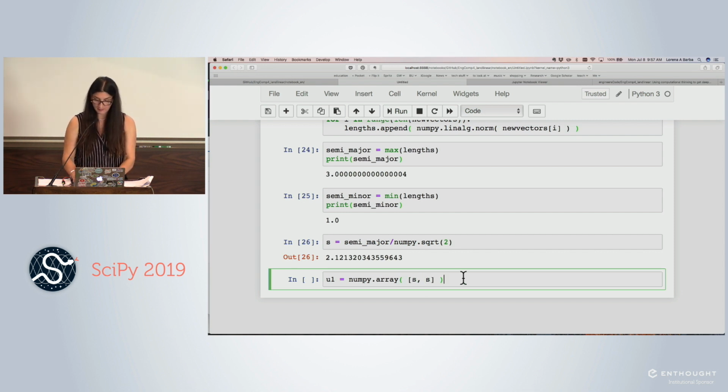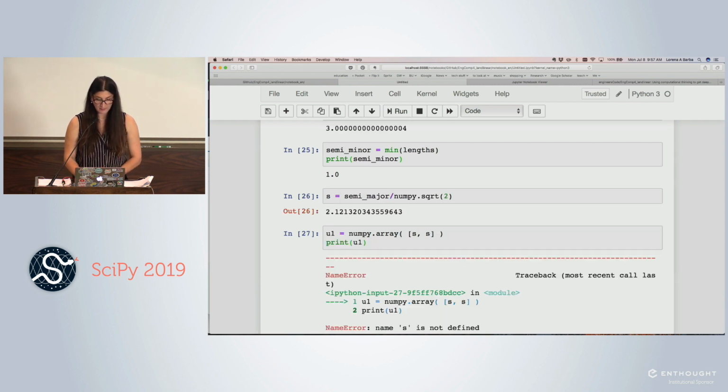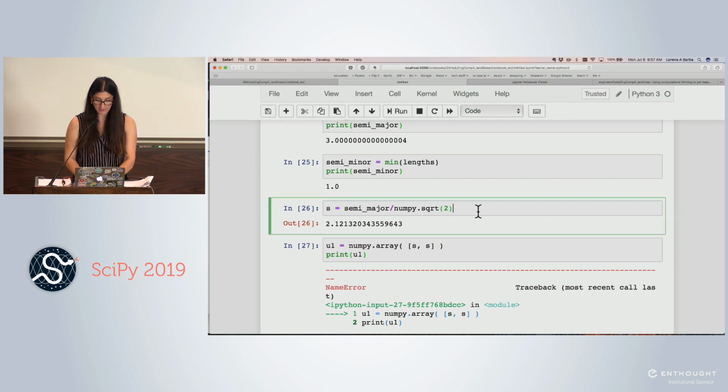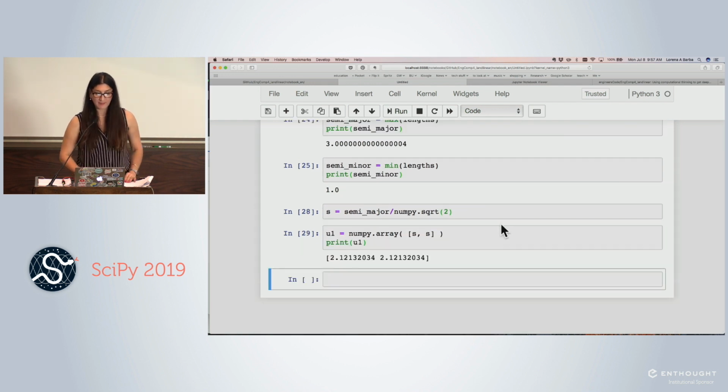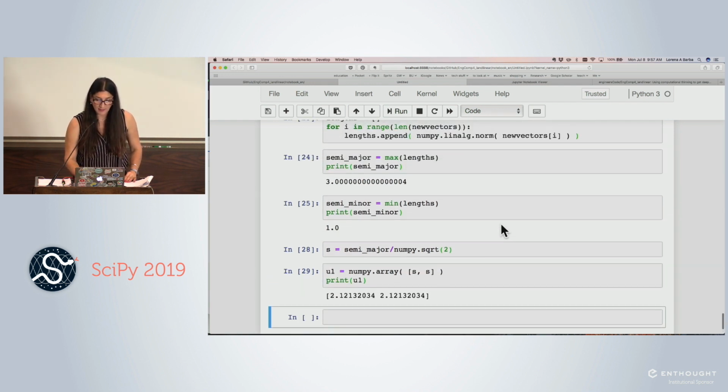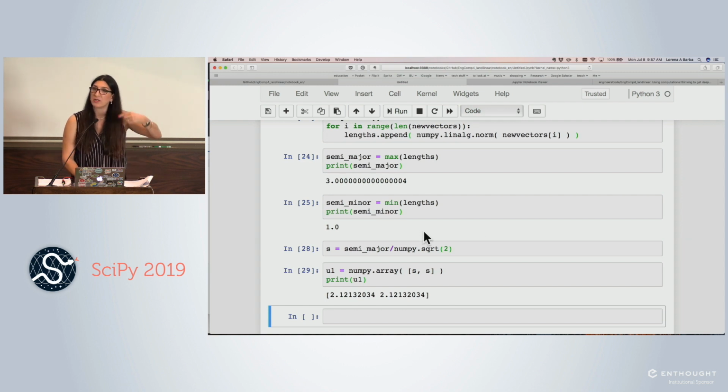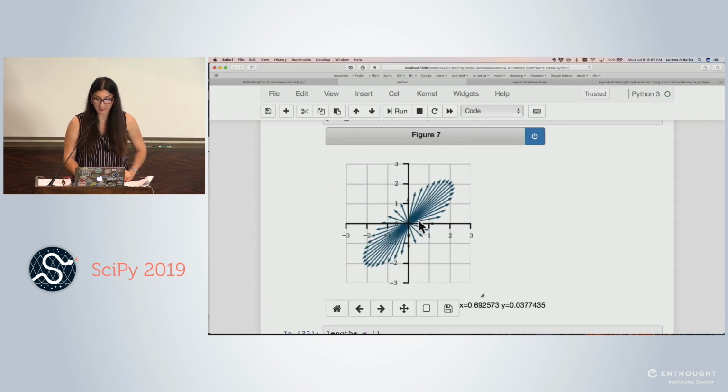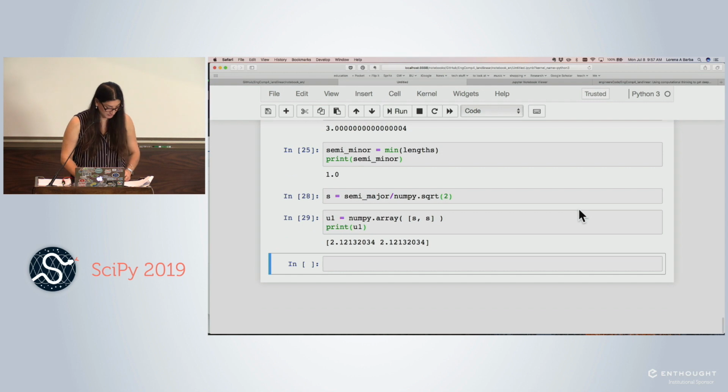Let's print U1. S is not defined. Oh, let's re-execute that. Okay, that looks good. That is a square, the semi-major length divided by square root of 2. That's the x coordinate and the y coordinates, which are equal for this one vector that is lying here, the longest vector in the positive quadrant for this transformed space.